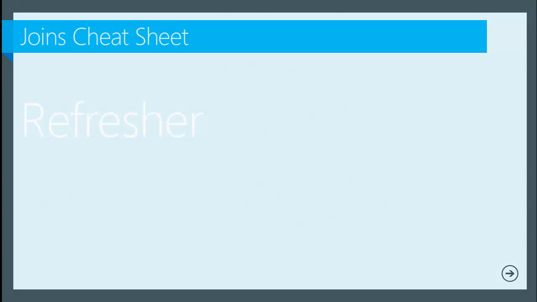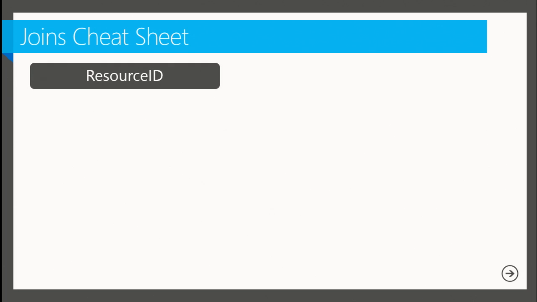So, the refresher. This is my joins cheat sheet. Everyone should be familiar with that. You might even consider this 100 level information for a reporting session, but some people still don't know that. Maybe you're coming from another product, not from Config Manager. Resource IDs are the way that you join two tables together, two views in fact, either for computers, users, or devices.